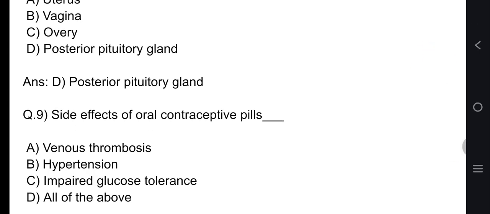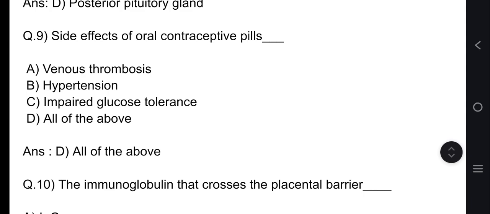Question number 9. Side effect of oral contraceptive pills A. Venous thrombosis, B. Hypertension, C. Impaired glucose tolerance, and D. All of the above. आणि बरोबर उत्तर आहे D. All of the above.